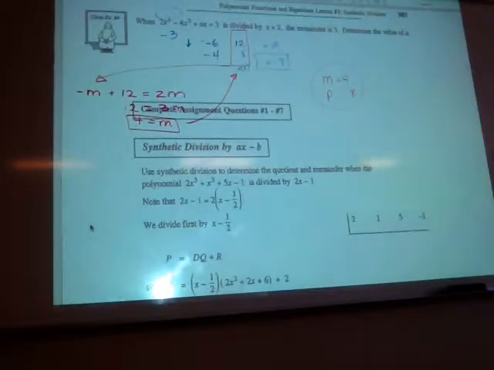Do you guys want to go through example 4 using the same technique as we just did? Or are you good with the remainder theorem?